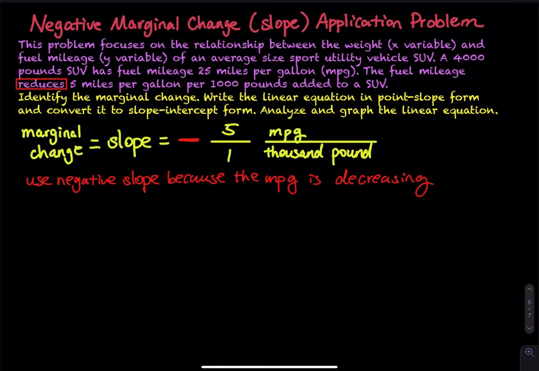Identify the marginal change, write the linear equation in point-slope form, and then convert it to slope-intercept form. Analyze and graph the linear equation. All right, so the marginal change, the slope, is MPG per 1,000 pounds. So the MPG, how do I get the 5? Because the problem says reduce 5 miles per gallon. And then the 1, so instead of writing 1000, I will just put 1 in 1,000.